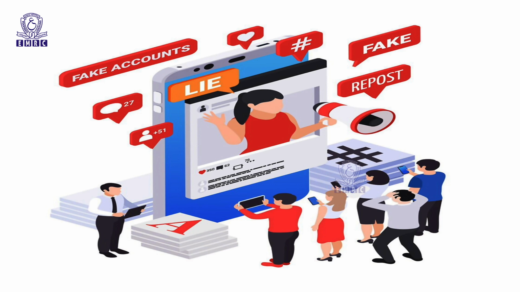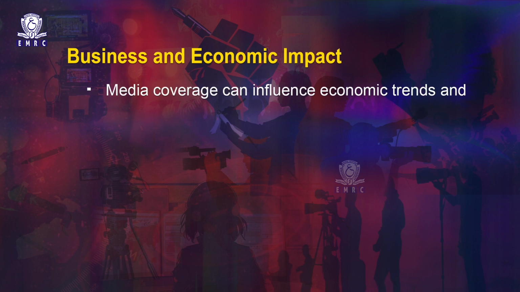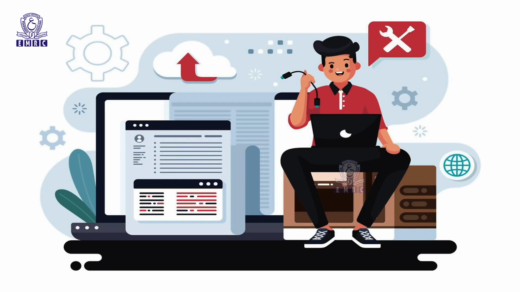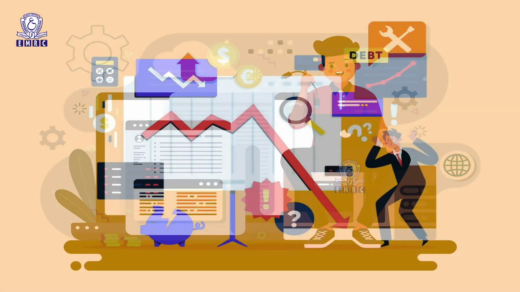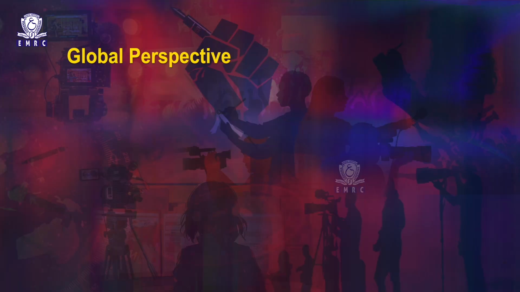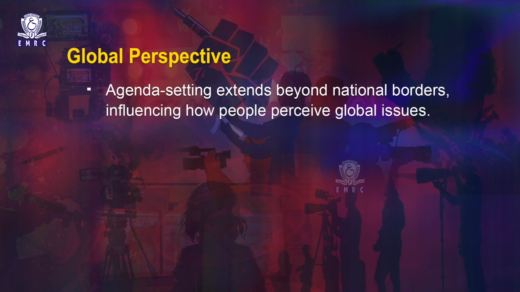Media coverage can shape societal norms, values, and cultural attitudes by highlighting specific issues and downplaying others. The public may become more aware of and concerned about certain social issues based on media coverage, leading to increased activism or changes in behavior. Business and economic impact. Media coverage can influence economic trends and consumer behavior by emphasizing certain economic issues or crises.